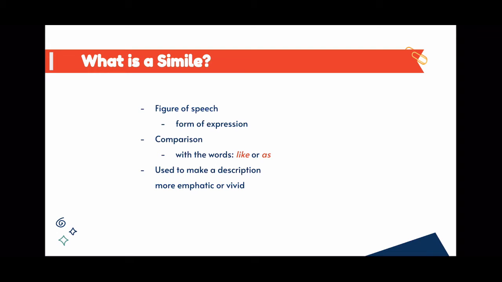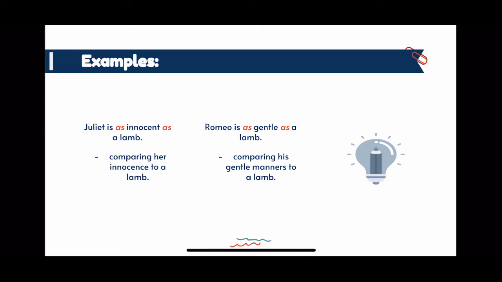So now for the examples of a simile is Juliet is as innocent as a lamb. So it's comparing Juliet's innocence to the one of a lamb. And in this example, it's actually in the script of Romeo and Juliet. So Romeo is as gentle as a lamb. So it's comparing Romeo's gentle manners to one of a lamb.